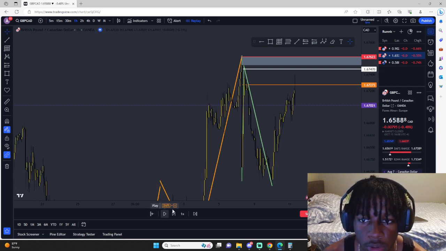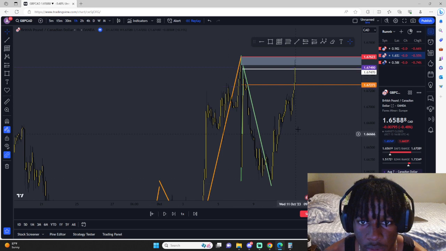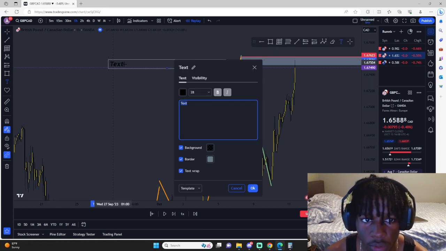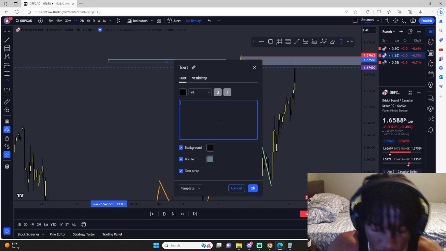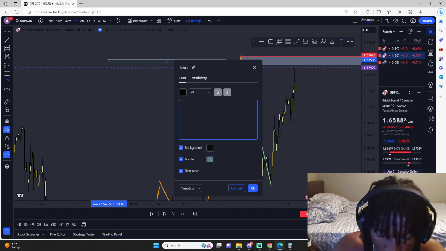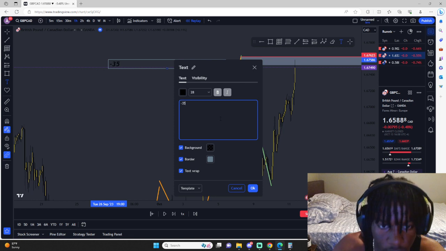However, boom, entry right here, good old rejection. It shot back up and boom, right? Hit our stop loss for the first trade, so we out of that. So we already negative $34 right here. Wait, no.